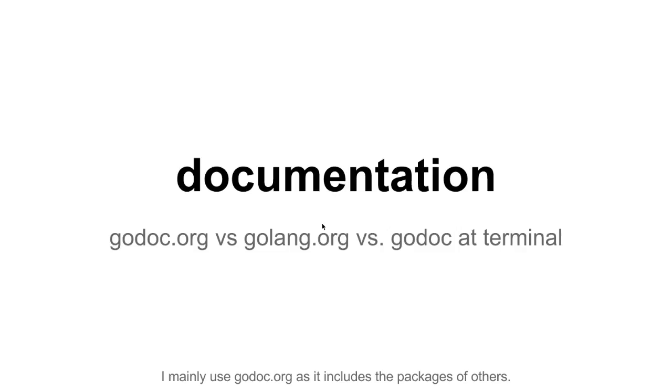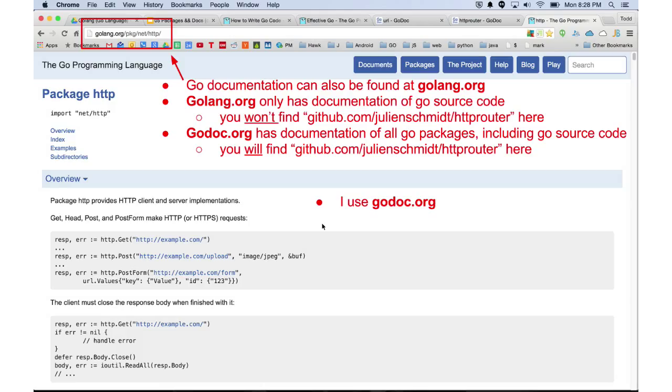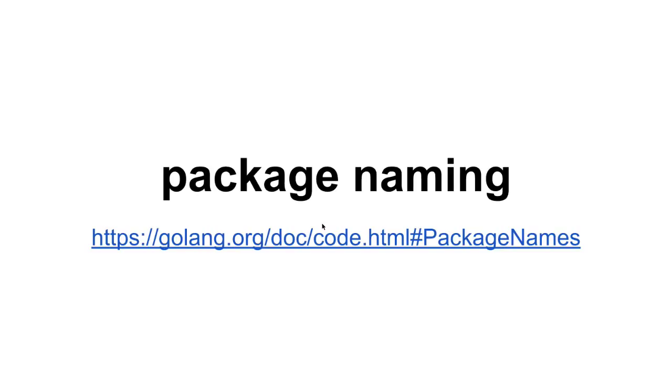So we already talked about godoc.org versus golang.org versus godoc at the terminal. I mainly use godoc.org as it includes the packages of others. It also has little bits of code that sometimes godoc doesn't. You have to put in a flag to see it on godoc. This basically talks about the difference between golang.org and godoc.org. On golang.org, you won't find Julian Schmidt because that's only the Google SDK for Go. On godoc.org, you will find Julian Schmidt stuff. So I use godoc.org.